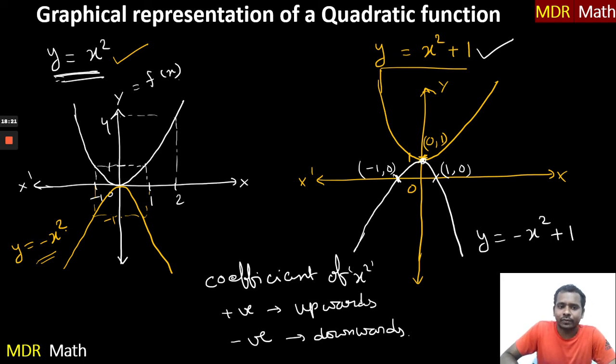What about when you take y is equal to x square or y is equal to minus x square? What about the roots here? You can see both the curves touch the x-axis at 0, 0, so the root of this equation is 0.